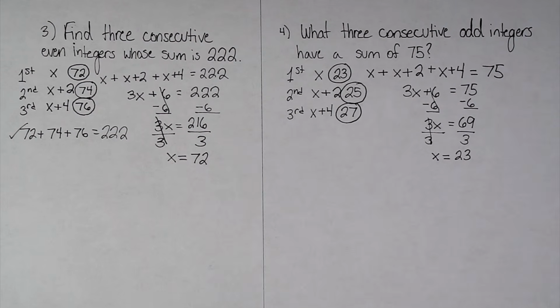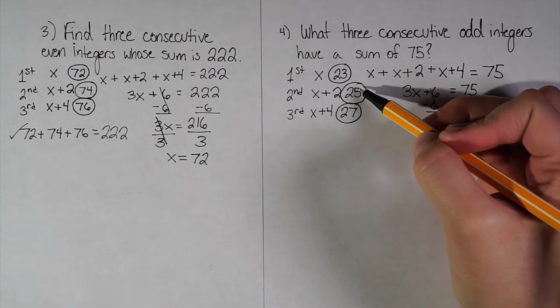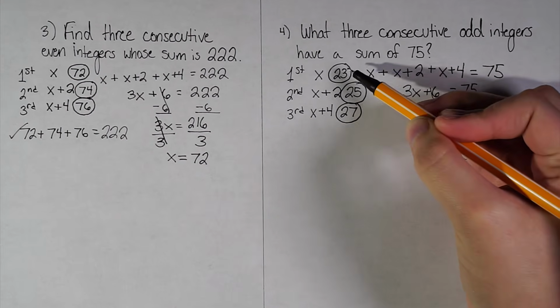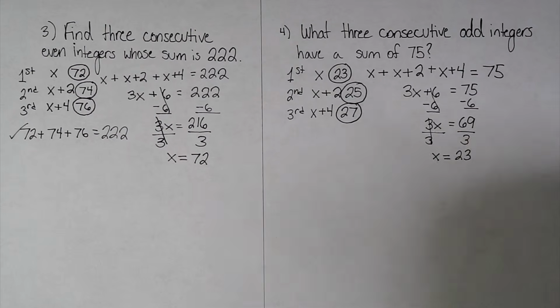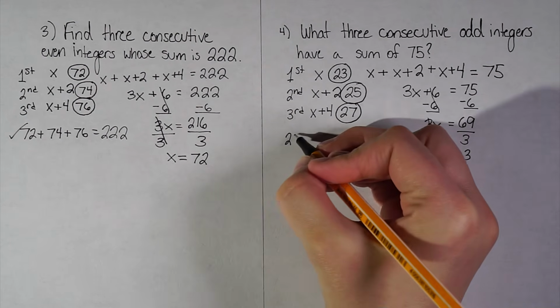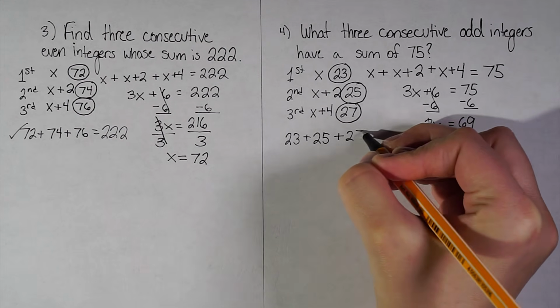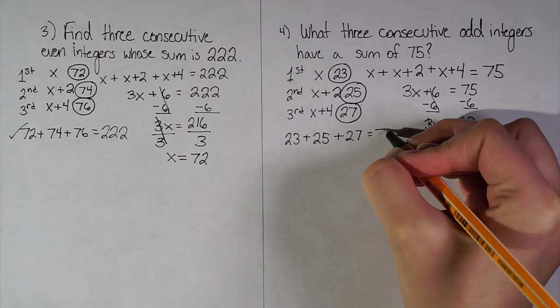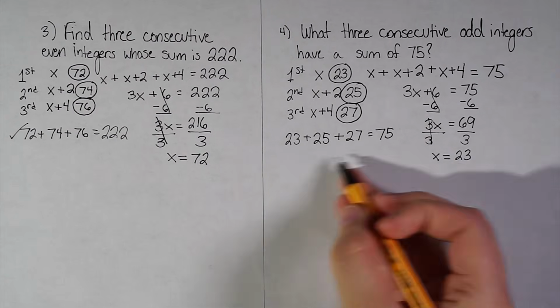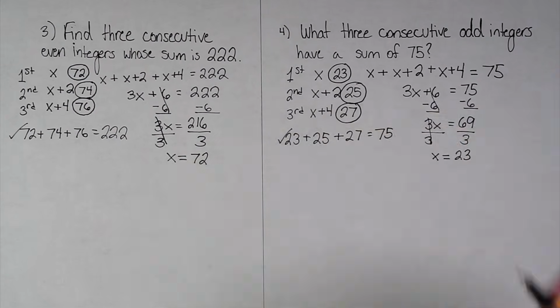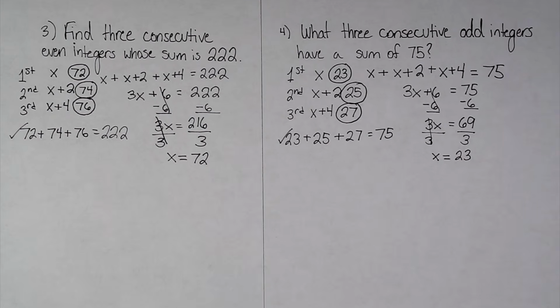So now I would check myself. I want to make sure I do have 3 consecutive odd numbers, 23, 25, 27. Yes, those are consecutive odd numbers, and I want to add them all together just to double check and make sure that they do in fact equal 75. And when you put those in the calculator, they do. So I can feel confident that I did this right.